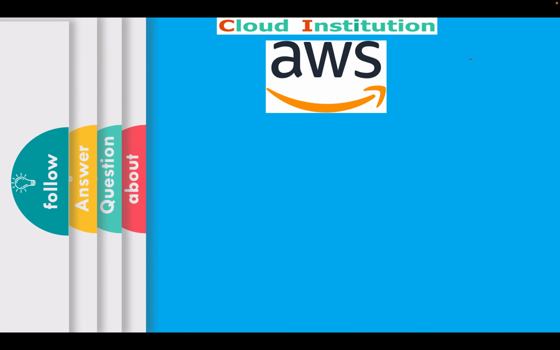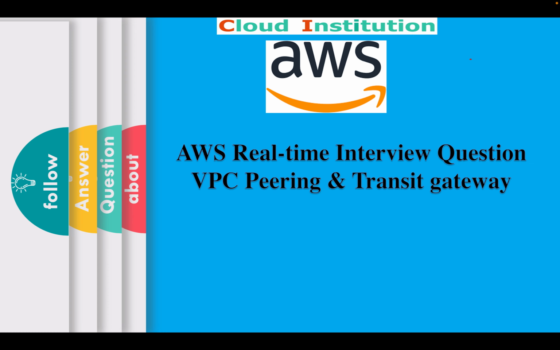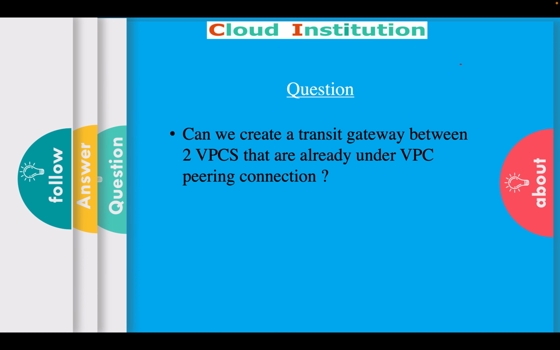Today in this video we're going to see one of the real-time AWS interview questions on VPC peering and transit gateway. The question is: can we create a transit gateway between two VPCs that are already under a VPC peering connection? So here the question is between transit gateway and VPC peering. If the two VPCs are already in a peering connection, can we again go and create a transit gateway between them? First of all, to answer this question, we should understand what VPC peering is and what a transit gateway is.